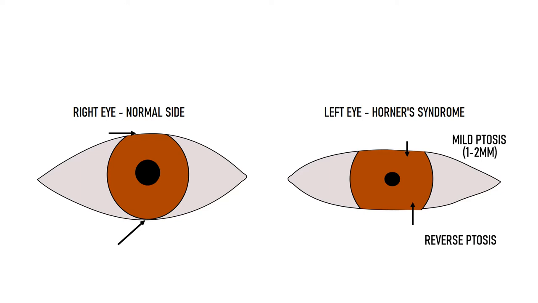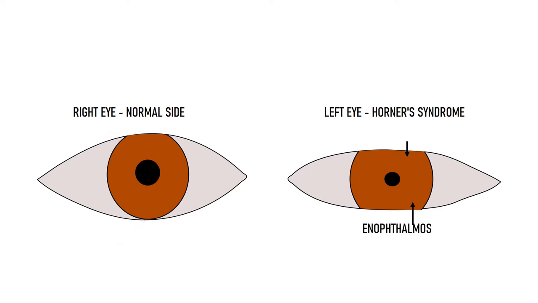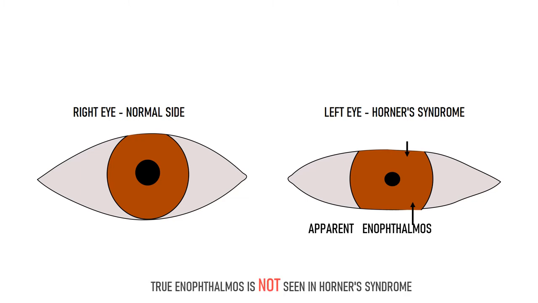Now this ptosis of the upper and the lower lids sometimes gives an impression that the eye is small and sunken into the globe, the way it looks in enophthalmos. This is known as apparent enophthalmos because enophthalmos is not present in the true sense. It just looks as if the eye is enophthalmic. True enophthalmos is not seen in Horner syndrome.